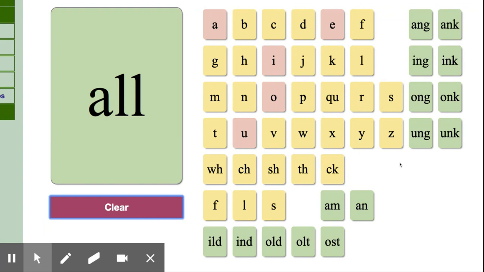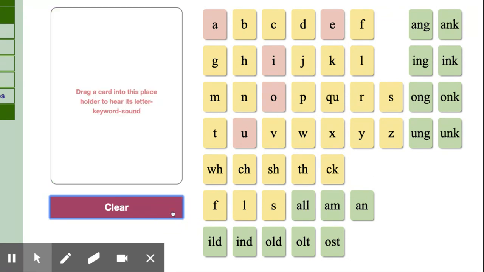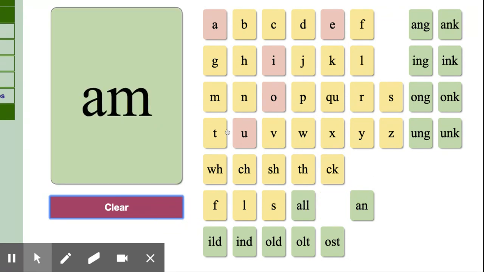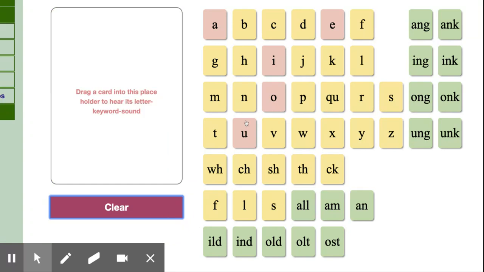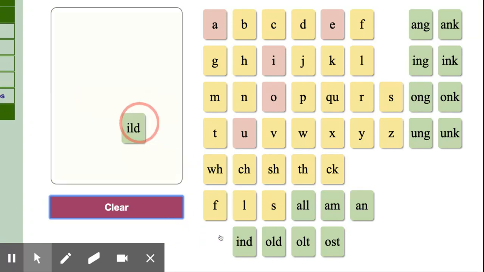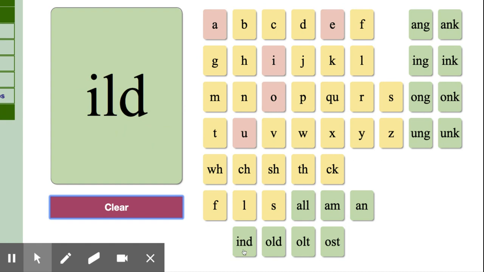A-L-L, ball, all. A-M, ham, am. A-N, fan, an. I-L-D, wild, ild.